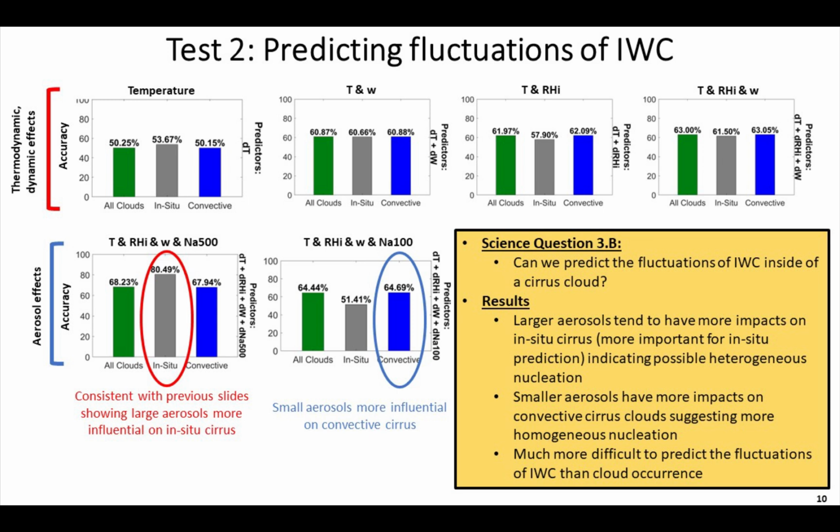Second test, can we predict the fluctuations of ice water content inside a cirrus cloud? Here we see that larger aerosols, Na500, tend to have more impact on in situ cirrus. This is consistent with the previous slides that I showed before, which showed that large aerosols are more influential on in situ cirrus. As you can see here, we see a higher accuracy. For small aerosols, once again consistent with previous slides, we see a higher accuracy for convective cases. Overall, it is definitely much more difficult to predict the fluctuations of ice water content, as these accuracy percentages are around 60%, while before they're around 80 to 90%.